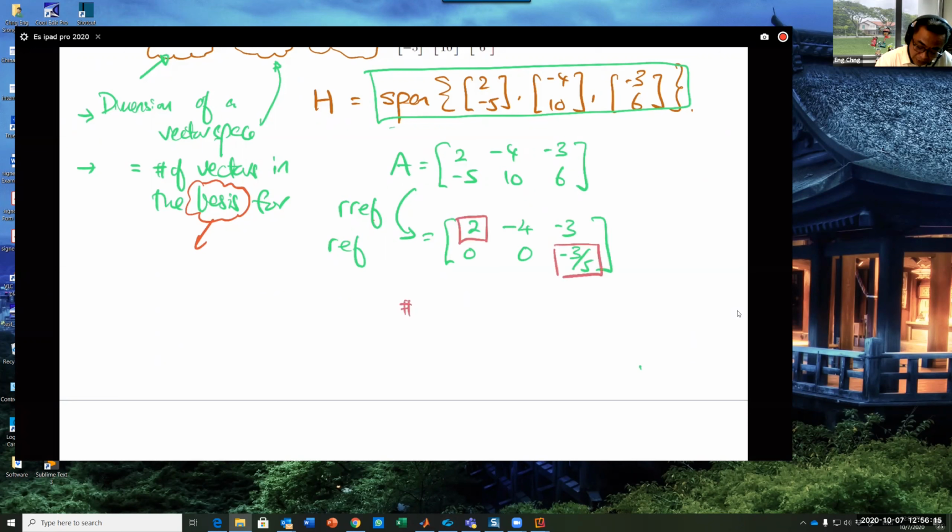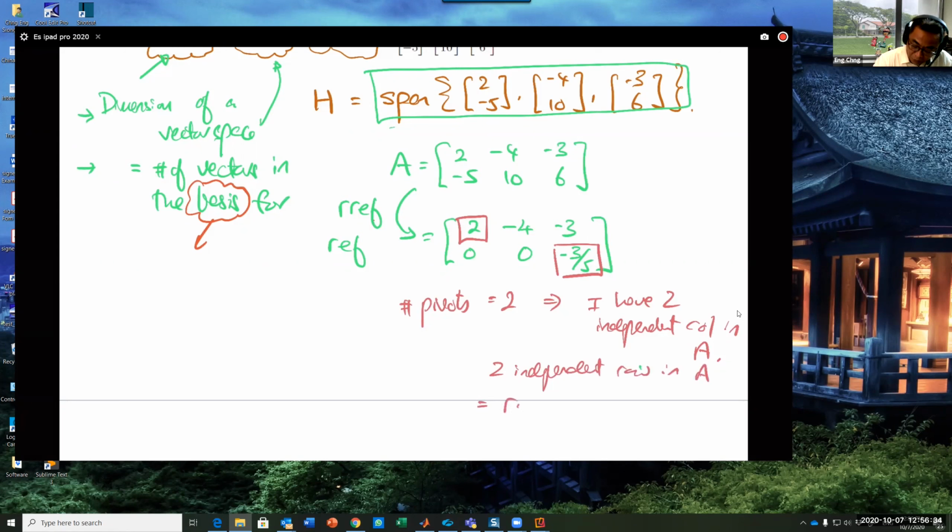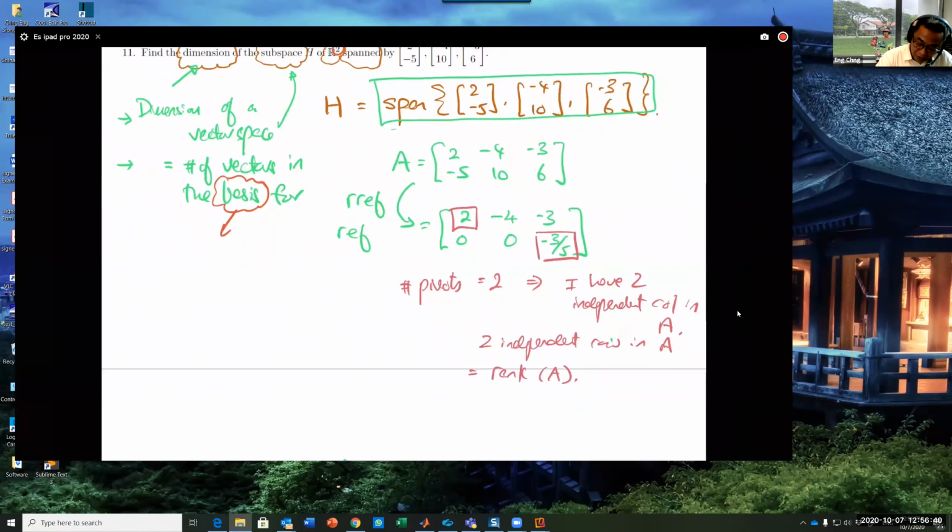And the answer is the number of pivots equals 2, implying that I have 2 independent columns in A, 2 independent rows in A, which is equal to the rank of A. And then the rank of A is the dimension of the subspace. The question asks for the dimension of the subspace. So he's actually asking you the rank. 2.